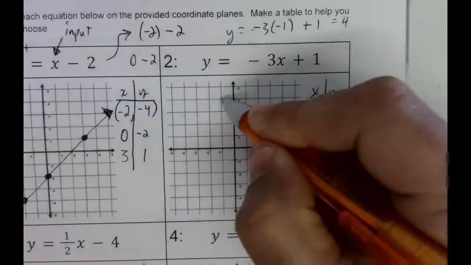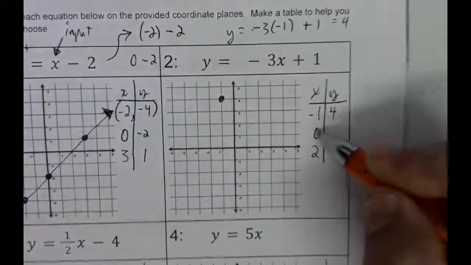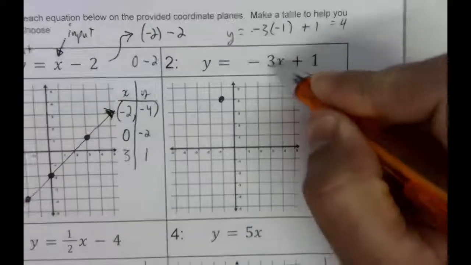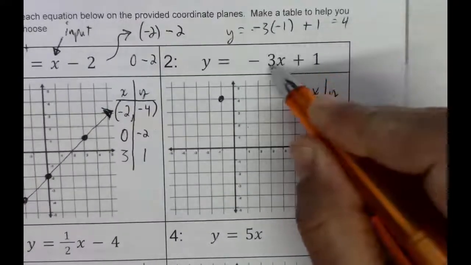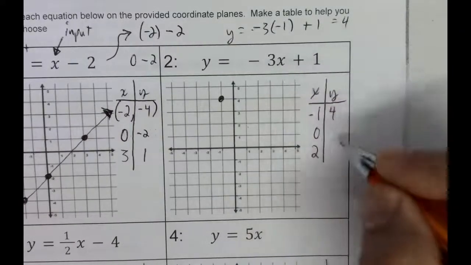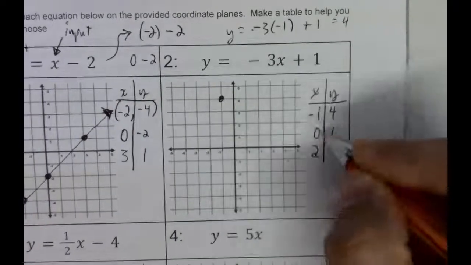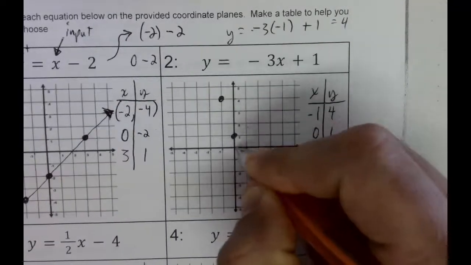-1, 4 is right there. Let's plug in 0. 0 is really easy to do because anything times 0 is still 0. So -3 times 0 is 0, plus 1. That's 1 for the y value. So 0, 1. And then 2.